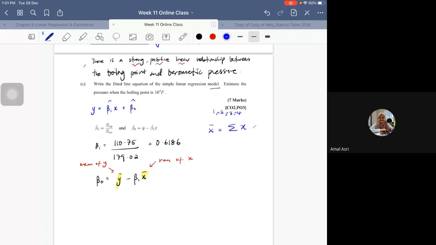Sum means that we add up everything, and I'm going to divide by the number. So here I have 1, 2, 3, 4, so I'm going to divide by the sample size. So that is how we calculate the mean. That is going to be the same idea for y as well.